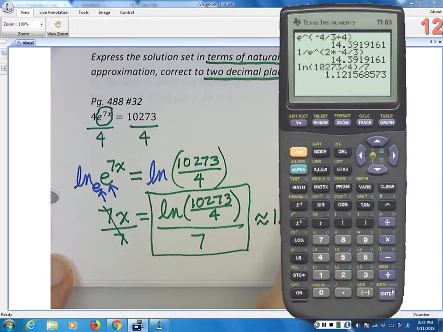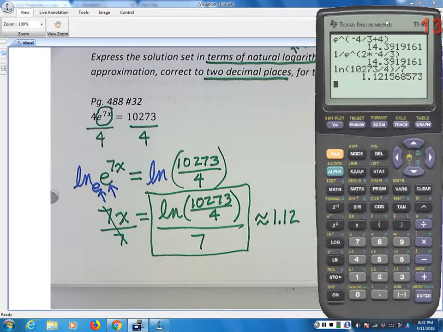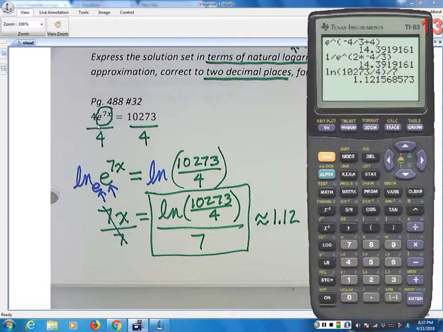Now to check, if you put in 1.12 in the original expression, you're not going to get 10,273. So we're going to check by putting 4 times second e to the 7 times second answer. Your calculator will save the answer. The second answer, second, the negative sign. That's your previous answer. And then when I hit enter, I'm going to get 10,273.